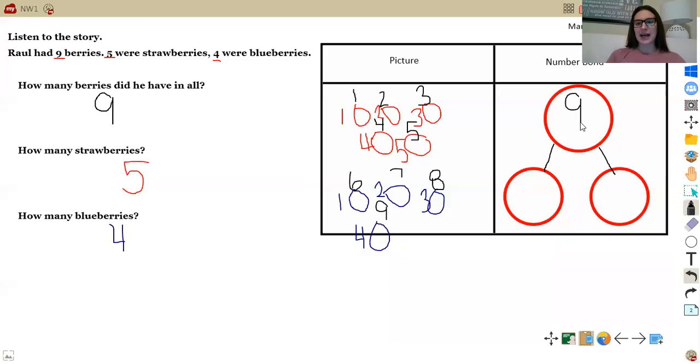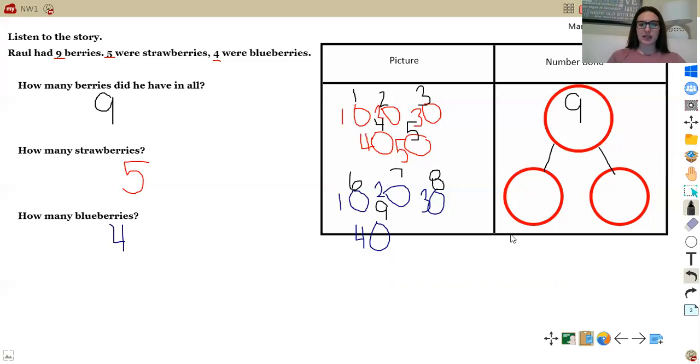And then it asks you to break it apart. So what two numbers make 9? Again, what two numbers make 9? Here I see that 5 and 4 make 9. So if I have 5 strawberries and I add 4 blueberries, I'm making the number 9. So again, 5 strawberries, 4 blueberries make 9.